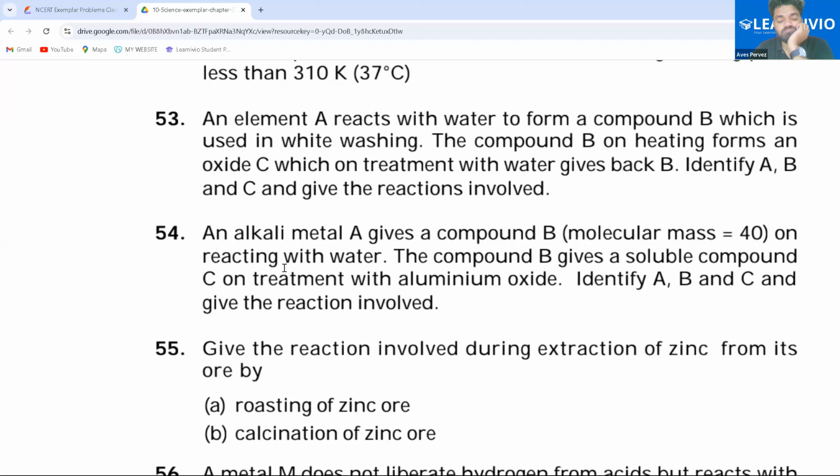Sir, here metal A is Na and B is NaOH. Yes, metal A is Na, sodium. And B? NaOH. And C? I think Al2O3. Al2O3, sodium aluminate. Sorry, it is NaAlO2. We will check here that we noted everyone.